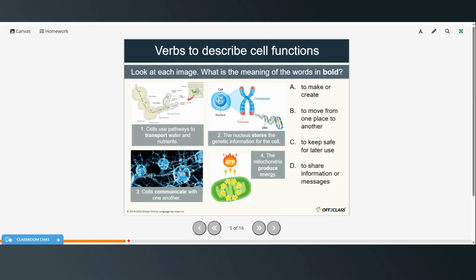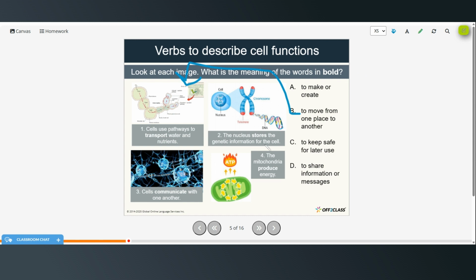All right, again, we'll look at more of these, matching the images and the words in bold with the definitions. So cells use pathways to transport water and nutrients. So again, transport is to move from one place to another.